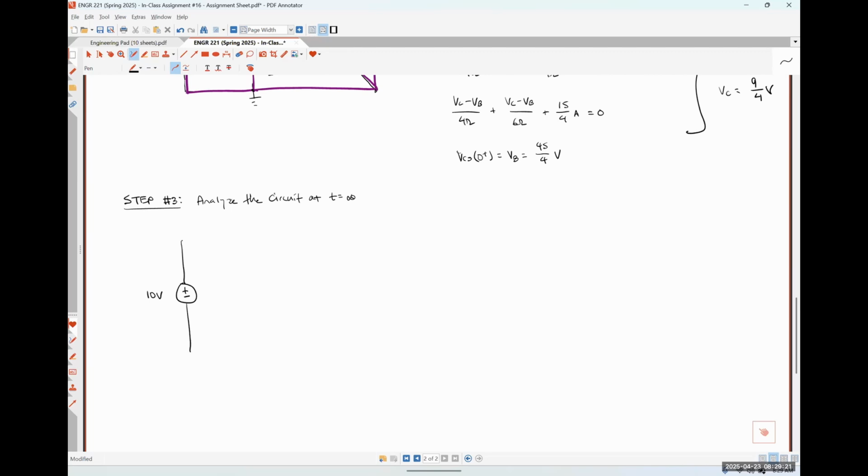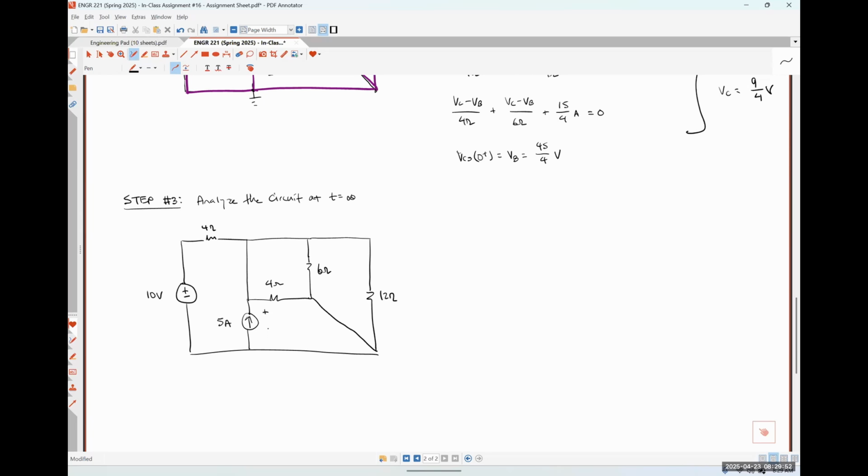Here's our 10-volt source, 4-ohm resistor, 4-ohm resistor, 6-ohm resistor, 12-ohm resistor, short my inductance, and here's the quantity VCS at infinity that we're actually looking for. Okay.